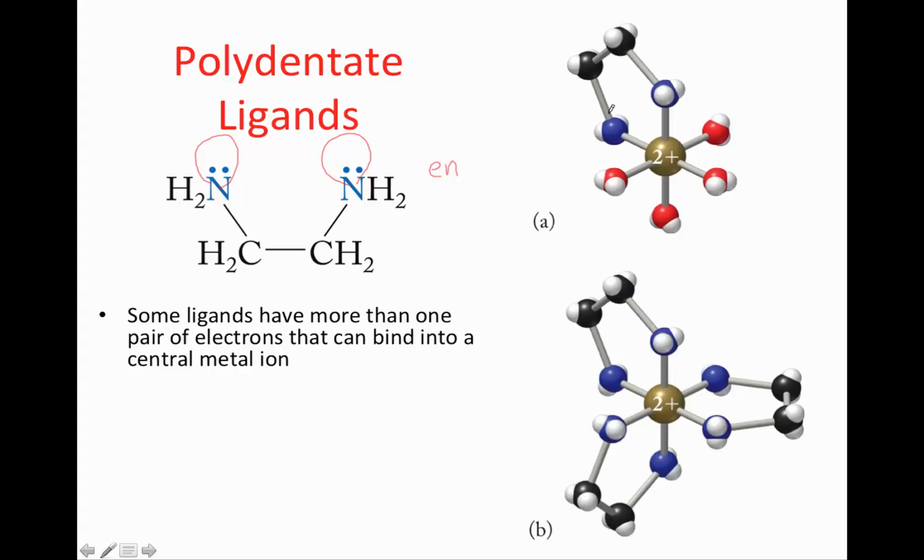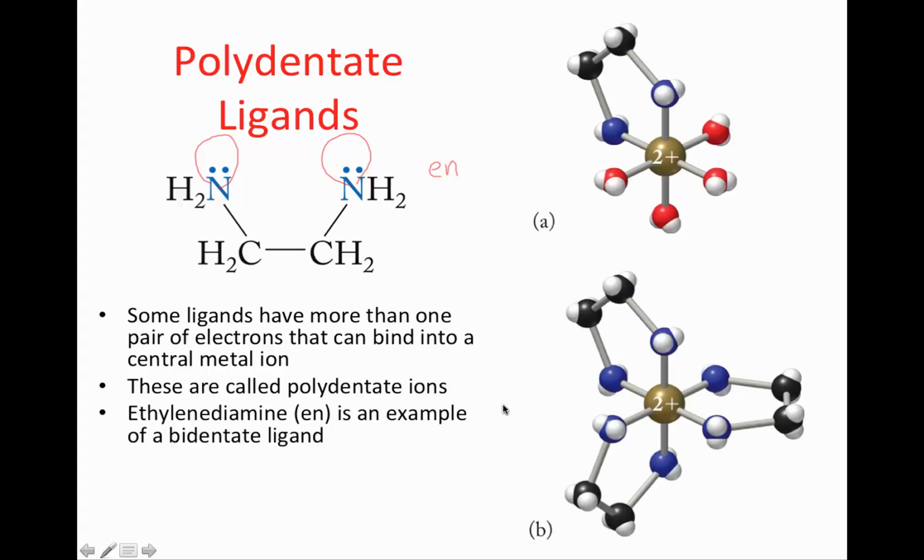You can get it to bind in this fashion in a transition metal complex. So we still have a coordination number of 6 here. We have 6 metal atom bonds. We have 4 bonds to oxygen here and 2 bonds to nitrogen. But we have this bidentate ligand, this polydentate ligand, and we have these electron pairs that are bonding into the central metal ion in this way. So again, ethylene diamine is making 2 bonds to the metal. Ethylene diamine is an important example of a bidentate ligand.